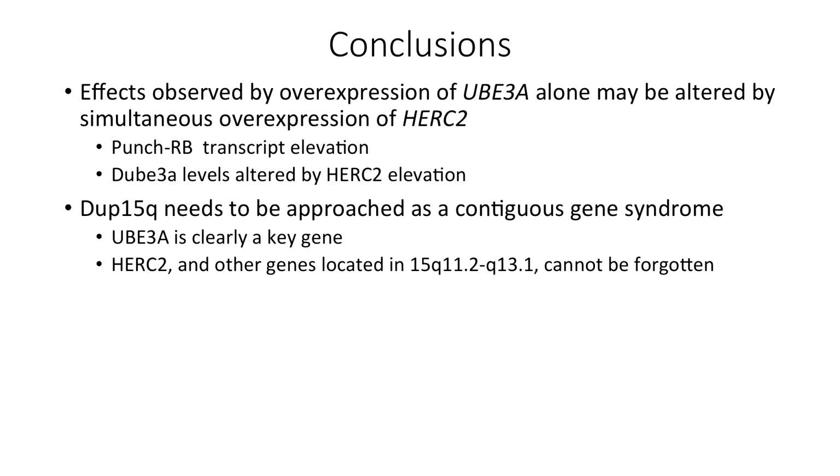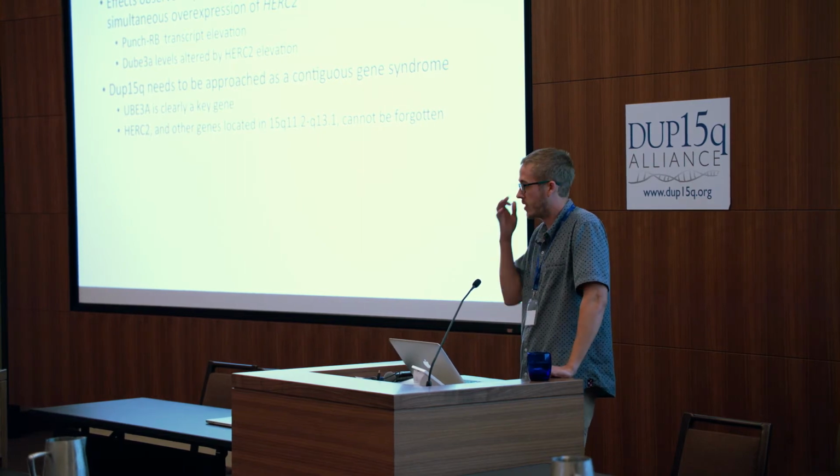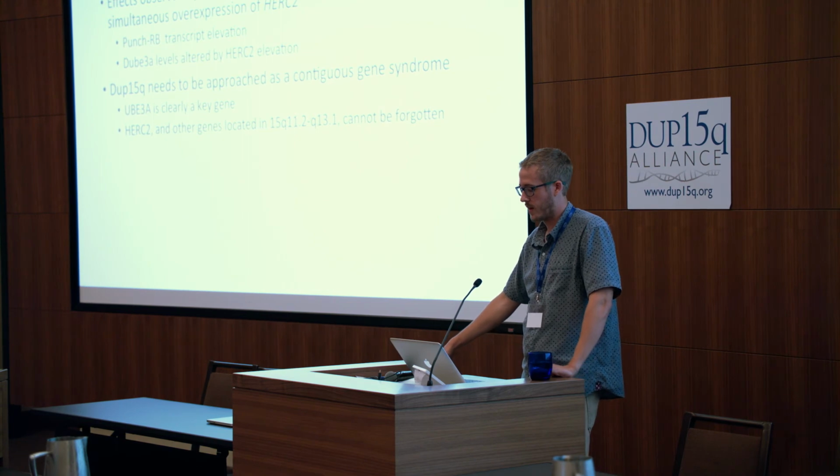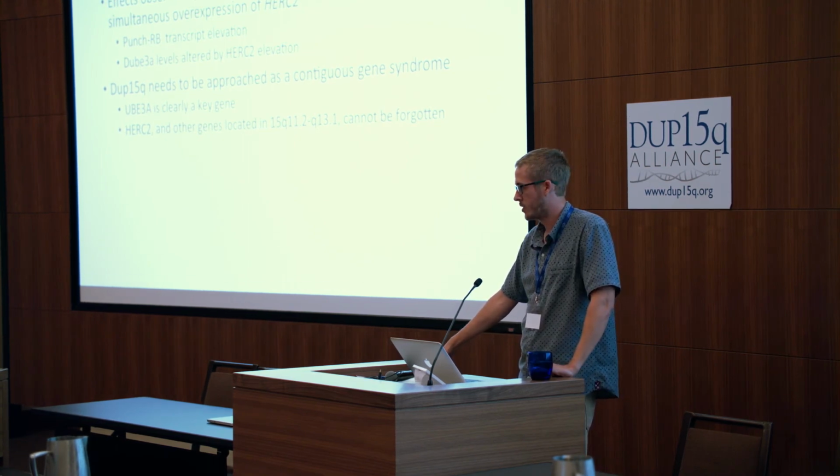So I hope what you can take away from this is that whenever we overexpress HERC2 at the same time as we're overexpressing UBE3A, we'll see things that aren't the same as overexpression of just UBE3A alone. And that speaks to the fact that Dup15q isn't UBE3A overexpression syndrome, it's Dup15q syndrome, so there are a lot of genes in this region, and we can't forget about them. I think UBE3A is definitely a clear player, but HERC2 and a lot of other genes in the region are going to start to play a larger role.